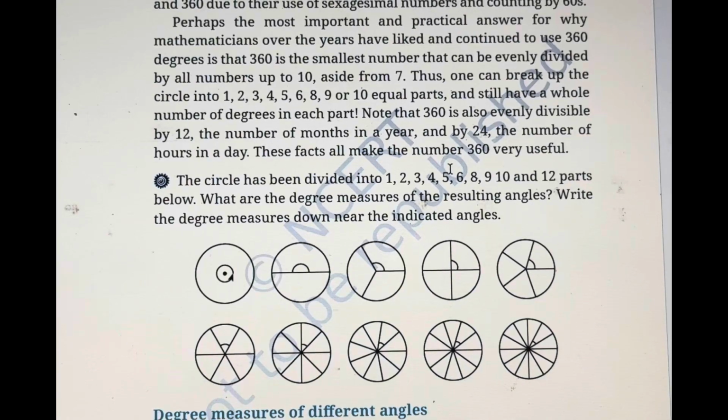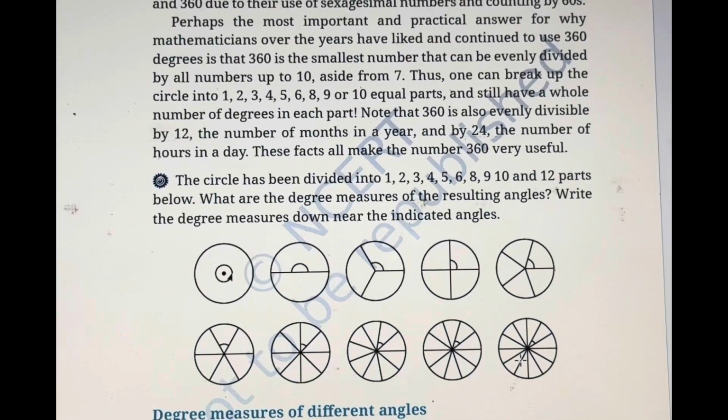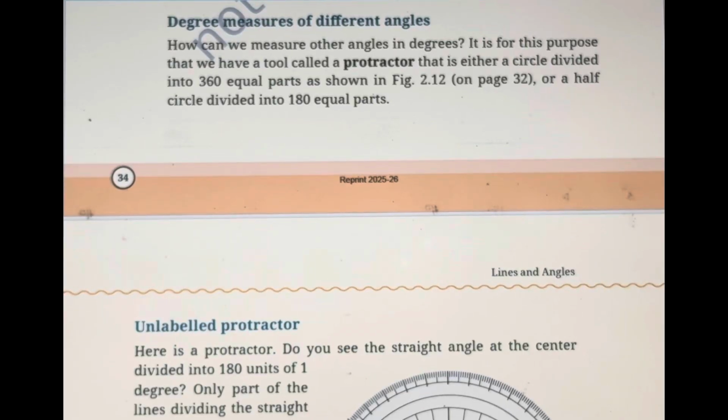Why 360, right? Now you can see here the circle has been divided into various parts. In the first one, it is one full circle. This is divided into half. This is divided into 3 parts, 4 parts, 5 parts, 6, then 8, leaving 7, then 9, 10, and 12 parts, right? Degree measures of different angles, right?